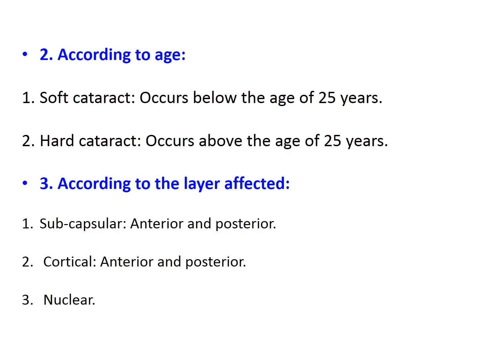According to the age, we may have the soft cataract. The soft cataract is the cataract with soft nucleus or poorly developed nucleus. This happens to patients less than 25 years old. And above this age, above 25 years, we have a well-constructed and well-developed nucleus, so this is called hard cataract. According to the layer affected, we may have the subcapsular cataract, which is either anterior or posterior subcapsular, cortical cataract, and nuclear cataract.